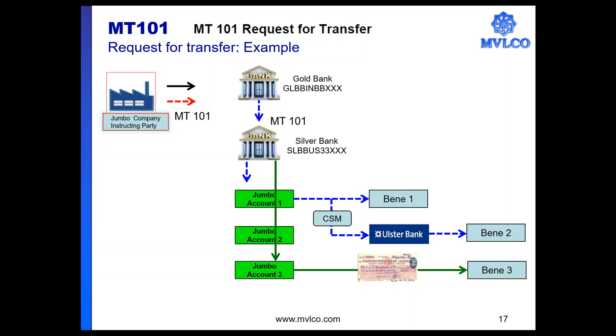This is scenario one. The second scenario, the second business case where this could be used, is cash concentration. Now Jumbo has offices and bank accounts across the globe. It wants to move all its money at one single place, maybe at London in UK.